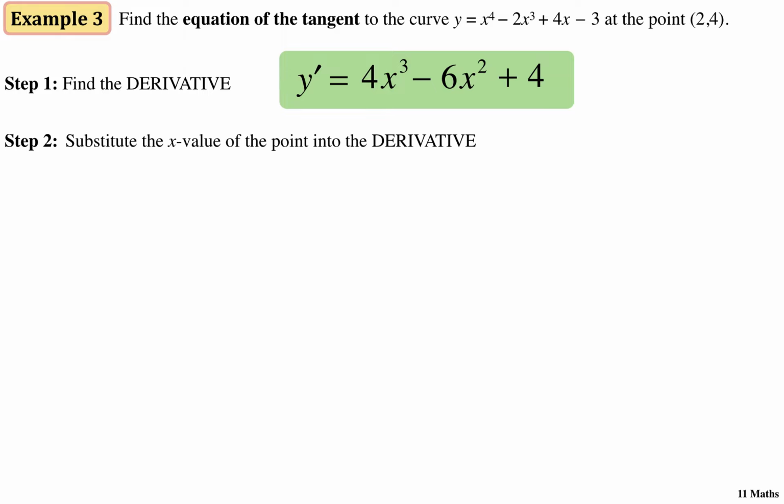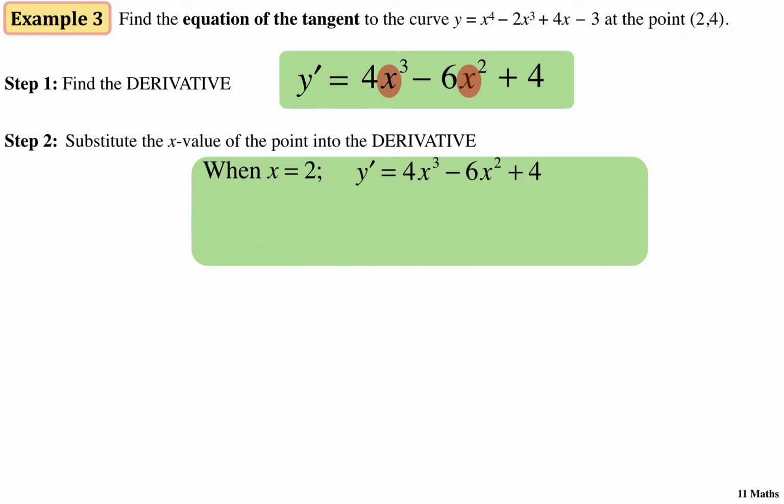Now, we know the derivative, we also know the x value of our point, so we can plug the x value of our point into the derivative, and then we'll find out what the actual gradient is. So we're going to plug x equals 2 into the derivative, and we get 12. So we now know that the gradient of the tangent at (2, 4) is 12.